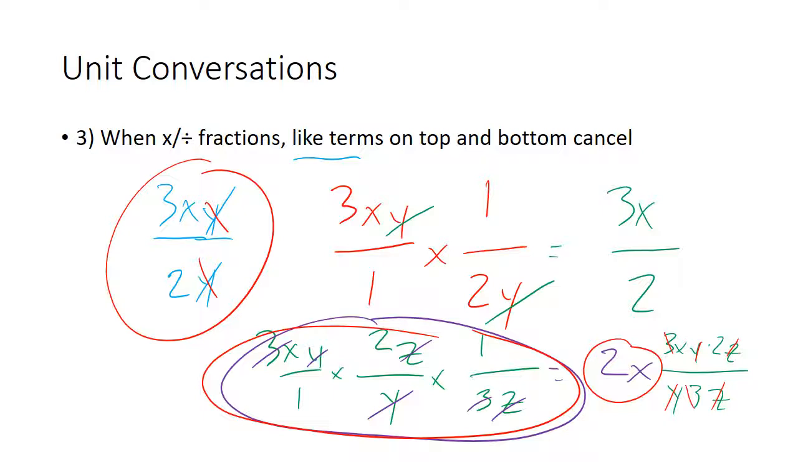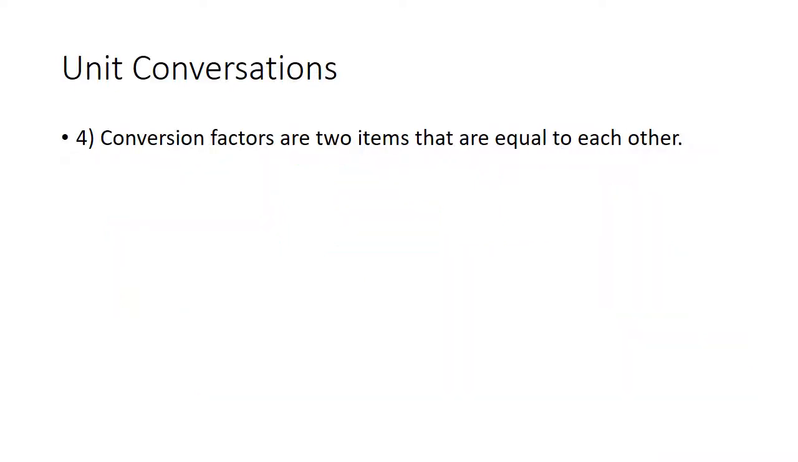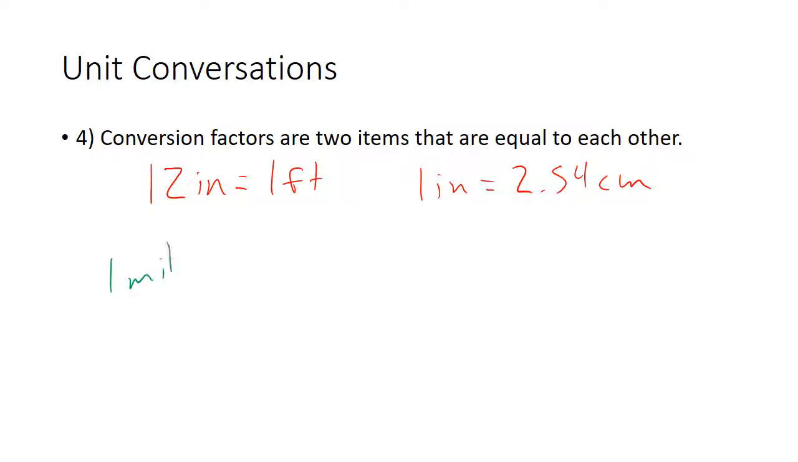Okay. All right. The other thing is with these things we call conversion factors. Conversion factors are when you have two terms that are equal to each other. You know a lot of these. Most of you probably know that 12 inches is equal to 1 foot. Or maybe you know that 1 inch is equal to 2.54 centimeters. That's always a good one to know. And 1 mile is equal to 5,280 feet. These are what we call conversion factors, because we have two items that have different units, but they are equal to each other.